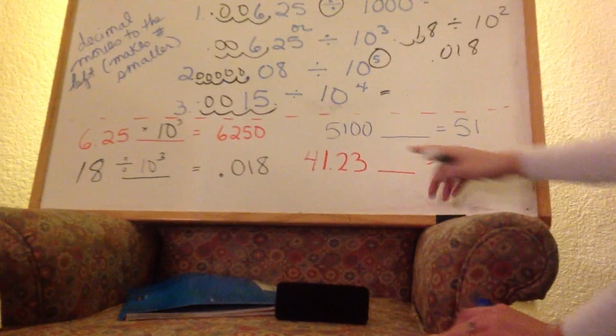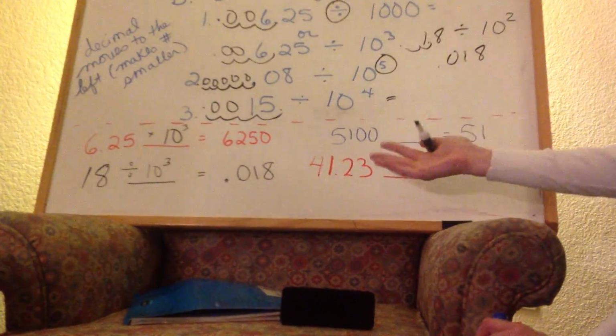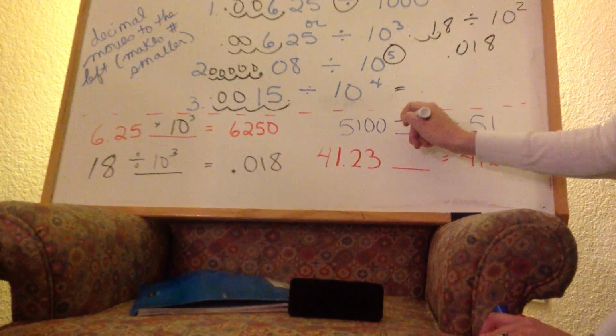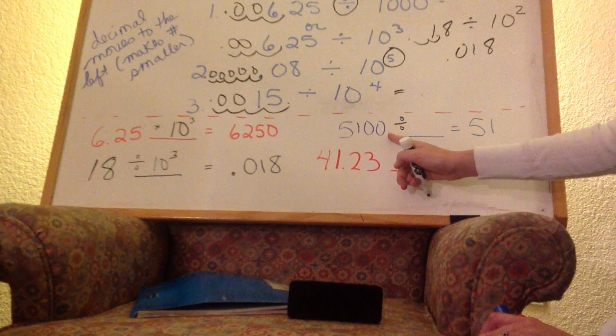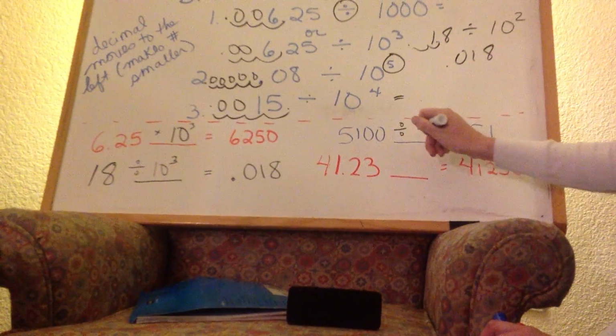Let's look at this one. We have 5,100, and now we have 51. Again, my number got smaller, so I had to divide. My decimal was here, and now it's all the way over here, so we moved it over 1, 2 places.